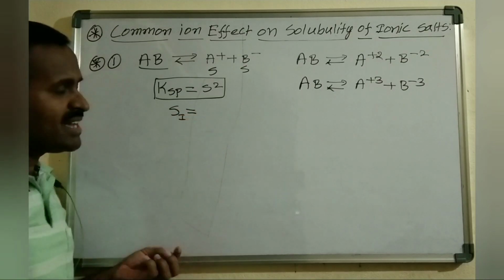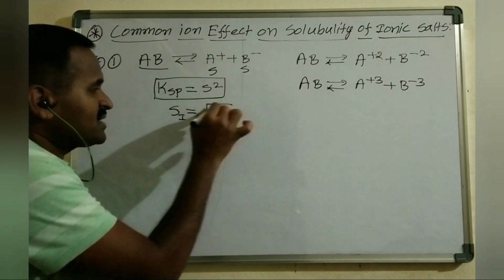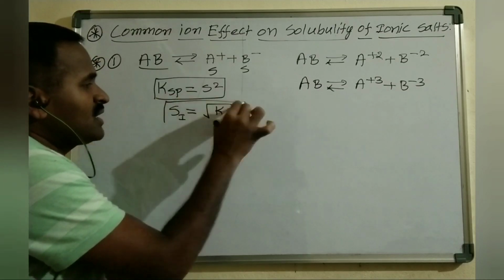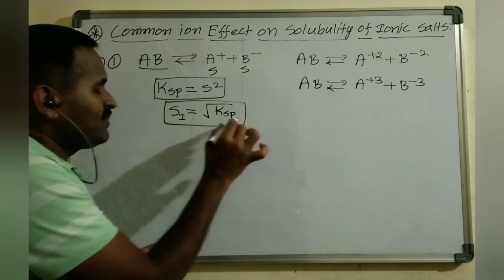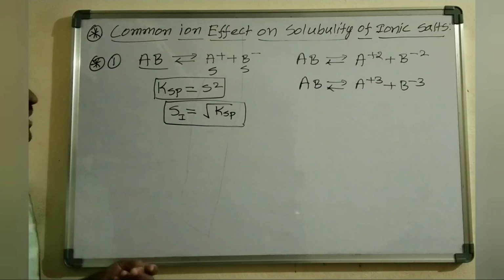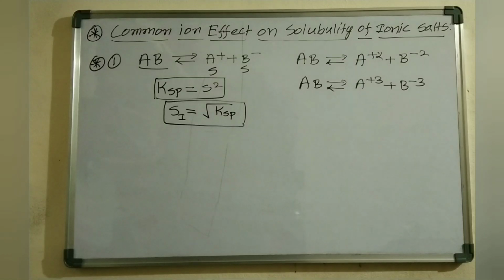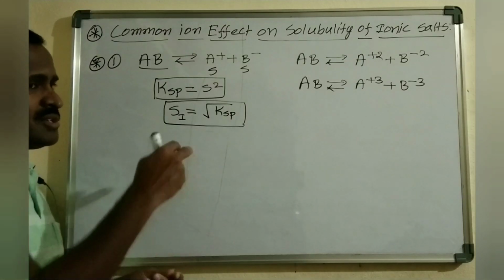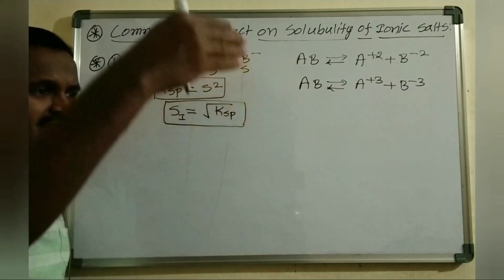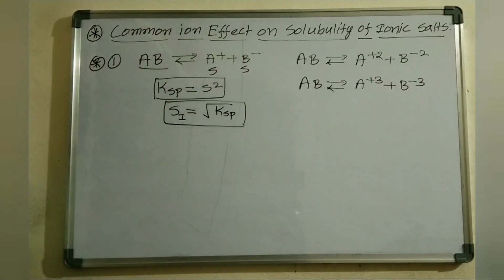The initial solubility, S initial, can simply be written as the square root of Ksp. This is the initial solubility. When a common-ion-containing salt is added to this AB type of electrolyte, the new solubility of AB changes due to the common ion effect. The most important consequence is that the solubility decreases.